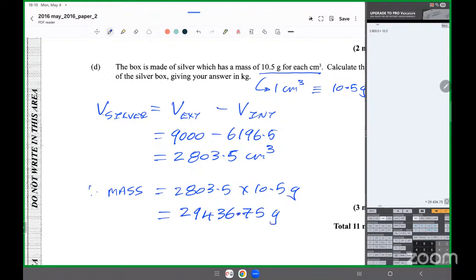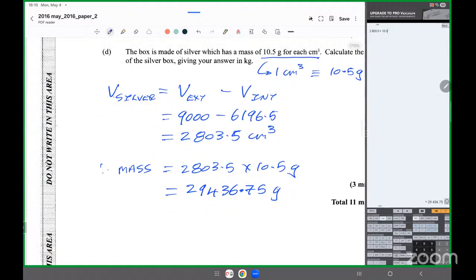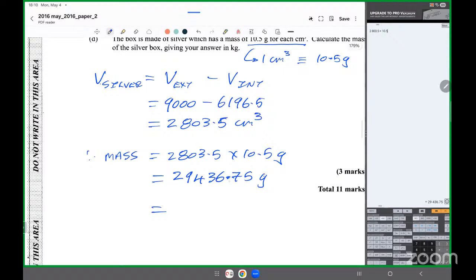grams. But I want kilograms. So I divide by 1,000 to get kilograms, right? So to get kilograms, divide by 1,000. So you're going to move the decimal point 1, 2, 3 places to the left. So you're going to get 29.4 kilograms if you're giving it to 3 significant figures. And that is the answer. But understand that? Divide by 1,000 to get it into kilograms. That's the mass.